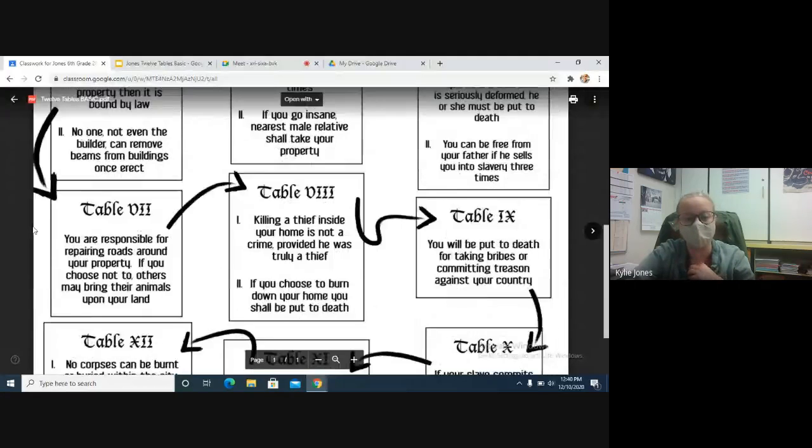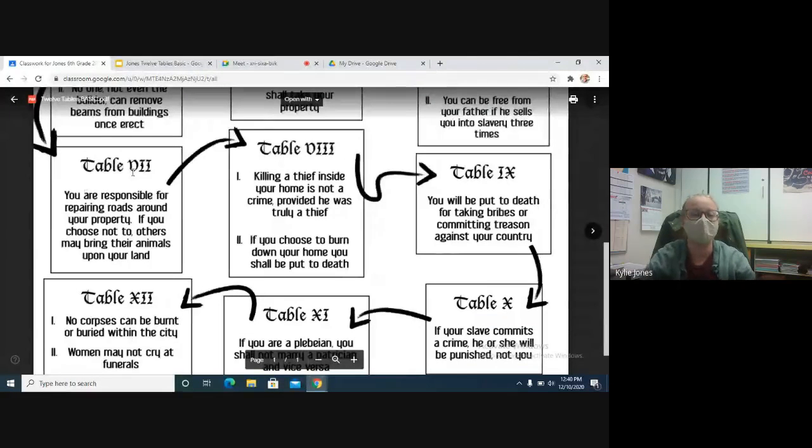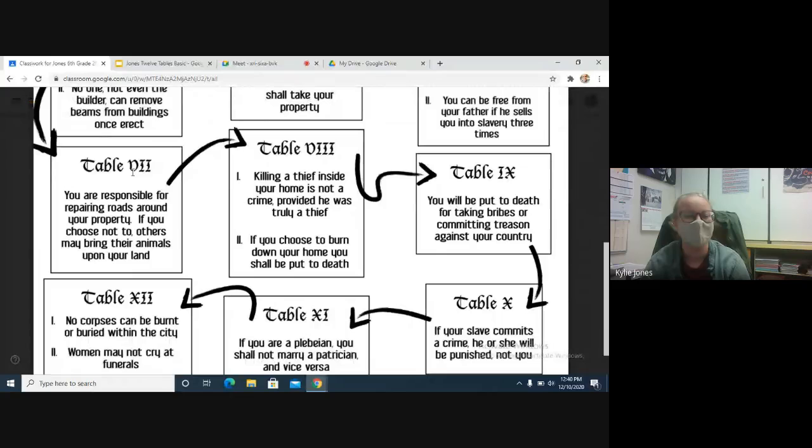Table number 7 says you are responsible for repairing roads around your property. If you choose not to, others may bring their animals upon your land. I don't see how those relate to each other. If your roads are not correct, then I get to bring animals on your land. They don't really relate to each other at all. It doesn't make much sense, but that's the way it was.